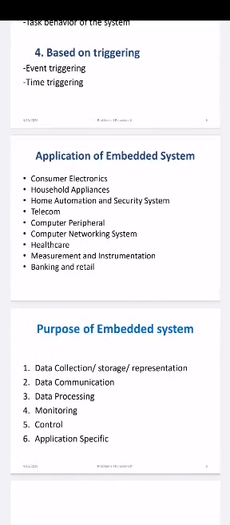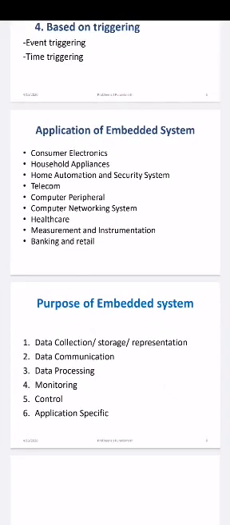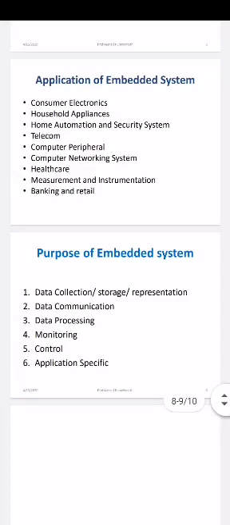Next comes the application of embedded systems. Embedded systems have a huge number of applications. Important domains are consumer electronics. Whatever daily electronic devices there are, they have embedded systems, like cameras and camcorders. Next are household appliances, where televisions, washing machines and DVD players are examples.